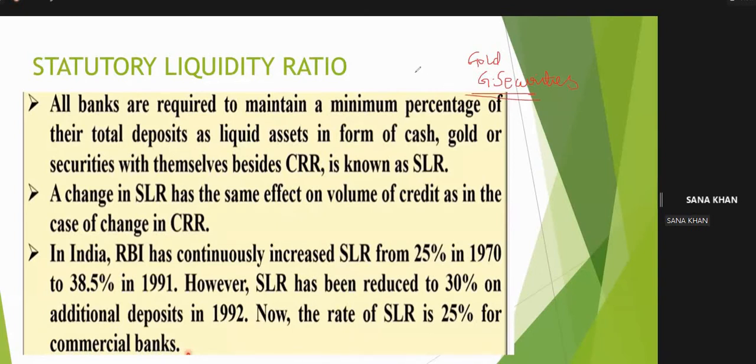For example, if your SLR is 25%, and the RBI wants to inject more money in the economy, it will reduce the SLR, the same way as CRR. If it is reduced to 20%, the remaining 5% more money you will have to lend in the market, and there will be an expansion of money supply. But if the government wants to contract the money supply in the market, they will increase the rate. Suppose it goes from 25% to 30%, then there will be a contraction of money in the market.